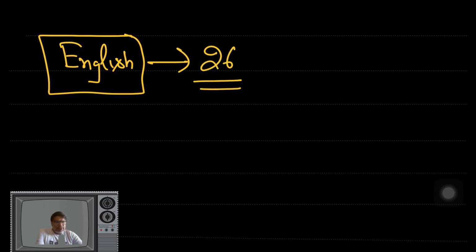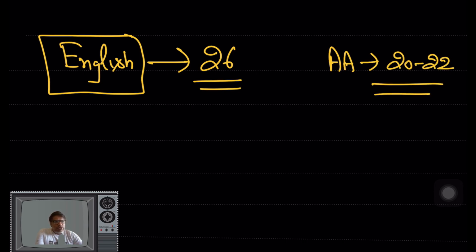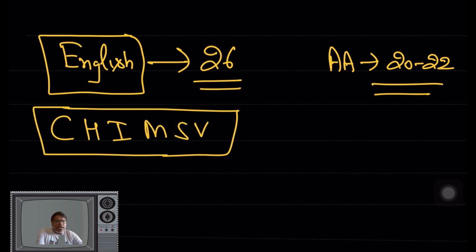Now here, in English you have 26 alphabets, and among the amino acids, you have 22 amino acids. Now you have to assign an English alphabet to each amino acid. Yes, there are 22 amino acids, but many of the amino acids are going to start with the same alphabet. Now try to see here, let's take this acronym, CHIMSV.